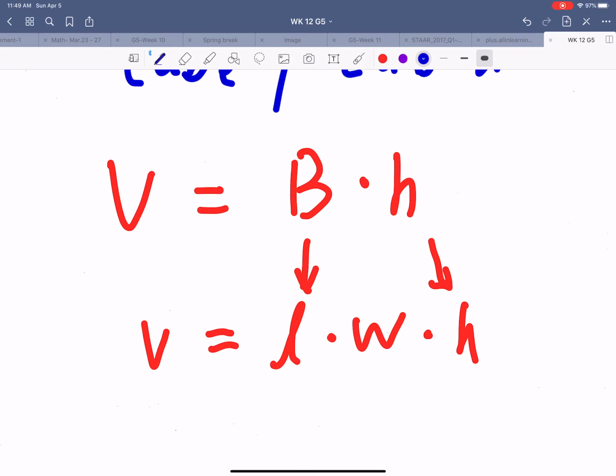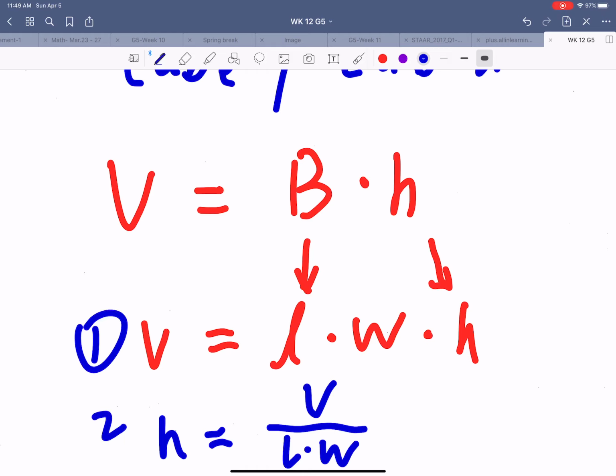Sometimes we do have a question asking about height. We do it backwards. We use V, the total volume, divided by length times width. This is how we figure out the height. So make sure you understand this too before we go to today's practice.